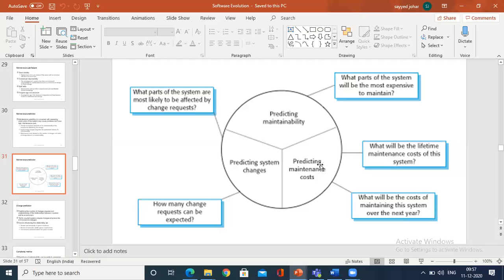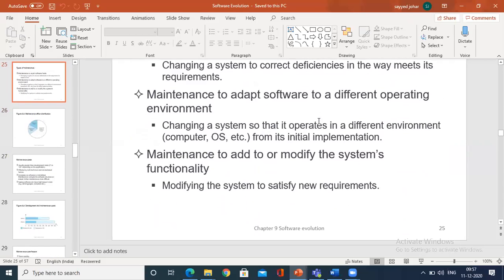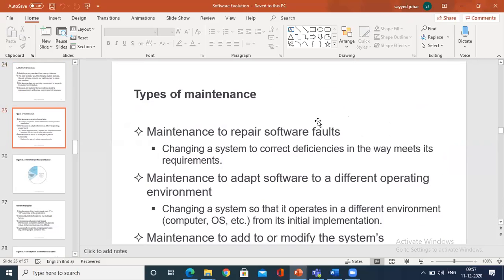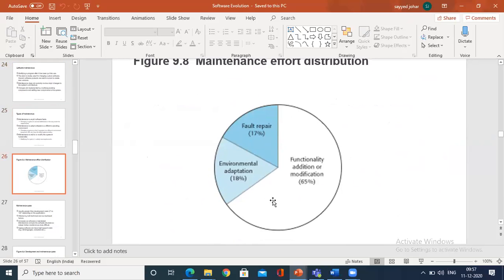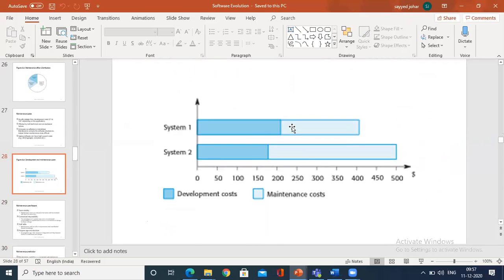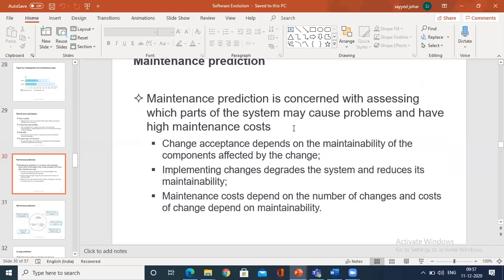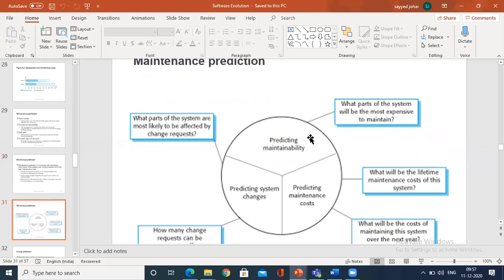So software maintenance, you know what software maintenance is. All of you are going to explain software maintenance with this diagram, the types of maintenance and the maintenance distribution. After that, immediately you compare the development and maintenance cost. So coming to the concept of maintenance prediction. What does maintenance prediction consist of? It is nothing but an estimation with respect to various points, that is, predicting maintainability, predicting maintenance cost, predicting the system changes. With respect to that, these are the questions you are going to answer, right?